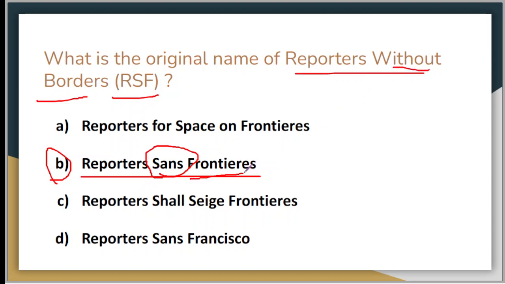And frontiers is another word which means borders. So in general English it is Reporters Without Borders, and in the original language of the country where this organization is based, it is called Reporters Sans Frontières, which basically means Reporters Without Borders.